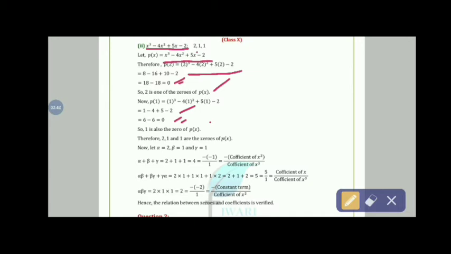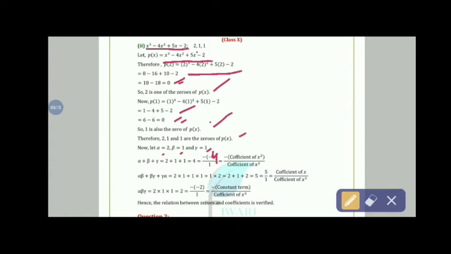So 1 is also a zero of p(x). Therefore 2, 1, 1 are the zeros of p(x). Now let alpha equal 2, beta equal 1 and gamma equal 1. Alpha plus beta plus gamma means 2 plus 1 plus 1, that is 4. This can be written as minus of minus 4 over 1, that is minus coefficient of x square over coefficient of x cube.